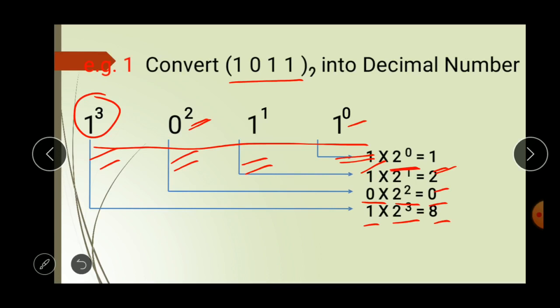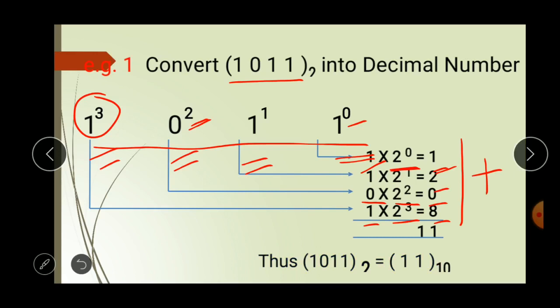So after doing all this, we have to add all these obtained results. When we add them, we will get 11. So this is the answer. We will write that 1011 of binary is equal to 11 in decimal.